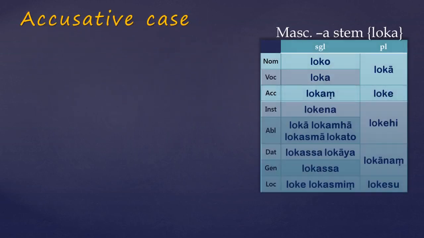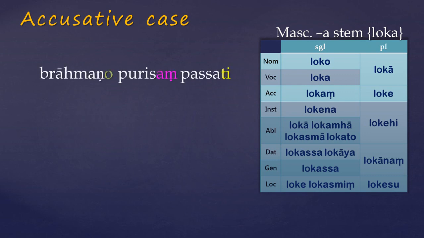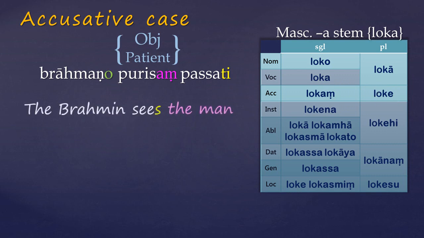As we've already seen, the accusative is generally used to mark the object of the verb, and Warder routinely calls this the patient. And we can see for masculine A-stem nouns, the singular takes the ending am and the plural e. So with the example, the Brahmin sees the man, here the man is the object, and if we make this plural, we have the Brahmin sees the men.